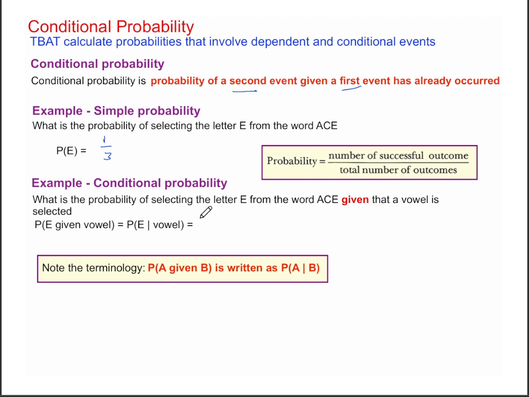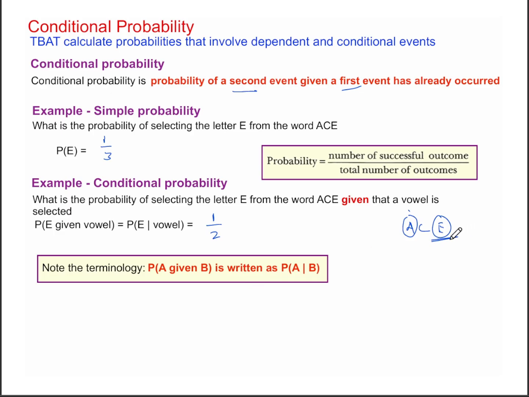Then we go to the conditional probability part. What is the probability of selecting the letter E, given that a vowel is selected? So, if we have ACE, we are already told a vowel is selected, meaning it's one of these. Then we are told that we chose from that. So the total possible outcomes now is not all of them, it's the ones that you are given. So the vowels, so 2. Therefore, this then becomes just 1 over 2.